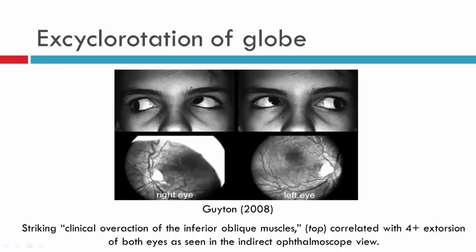But when we have a look at the globes, we can actually see that both of these globes are excyclorotated. So in this particular instance, while we would end up potentially recording in the history that there are inferior oblique overactions, the inferior obliques actually are acting normally. The reason that we have what appears to be an inferior oblique overaction is due to the excyclorotation of the globes and therefore the displacement of the extraocular muscles.